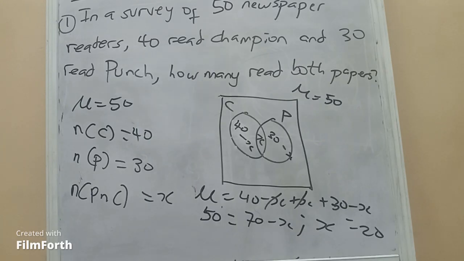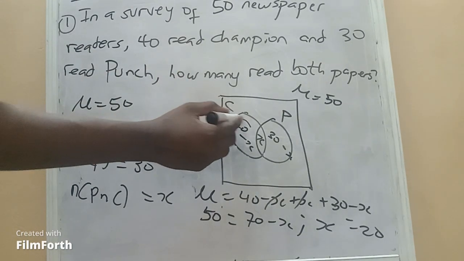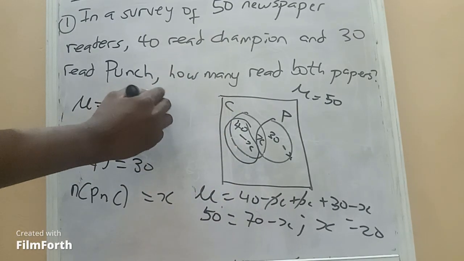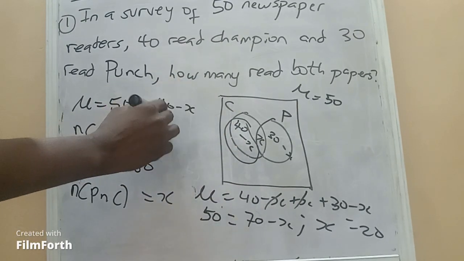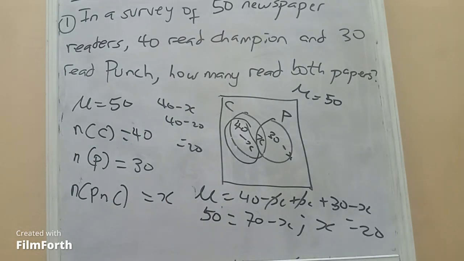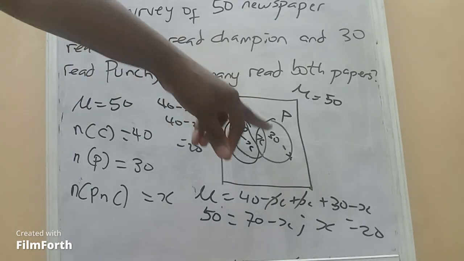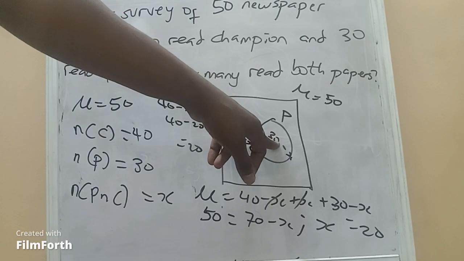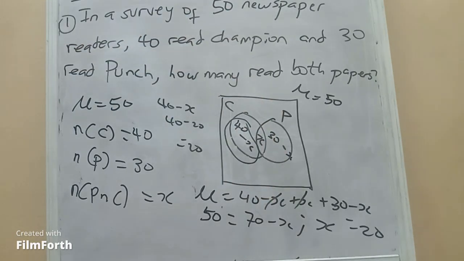Now, if you are being asked to look for the number of readers that read only Champion, it will be this particular one, which is 40 minus X. And what is our X? 40 minus 20, which is 20 as well. So the number of people that read Champion newspaper alone will be 20, while those that read Punch newspaper alone will be what? 30 minus 20, which is 10.